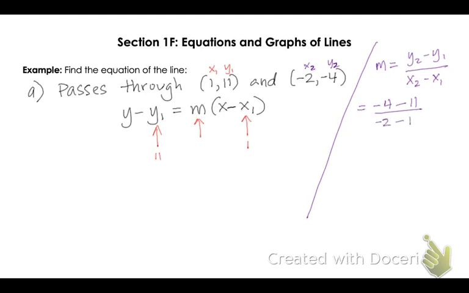That's a whole lot of negatives. All right, so I've got negative 4 minus 11, which is negative 15. Negative 2 minus 1 is negative 3. All right, so this is just a positive 5.